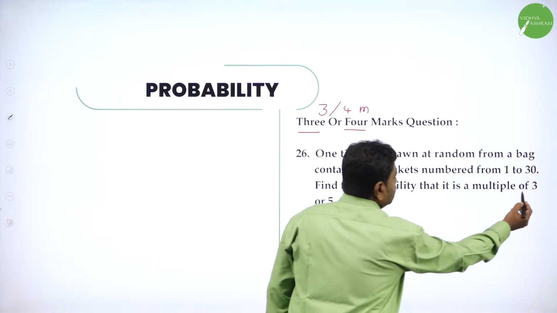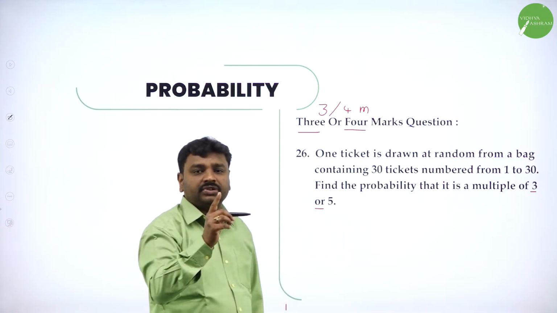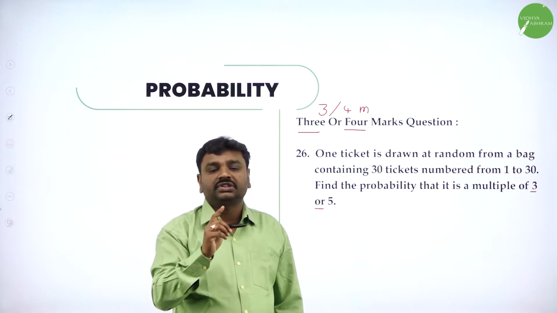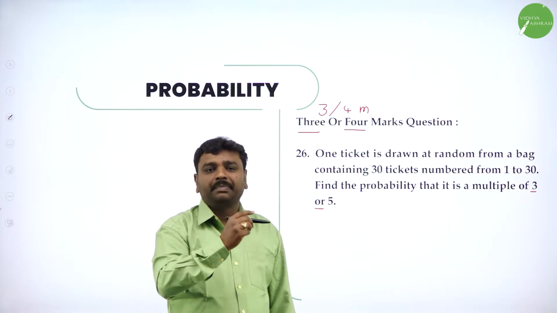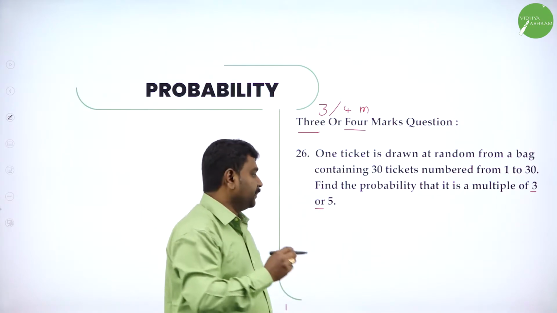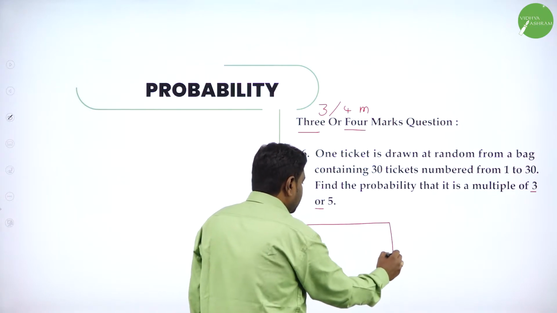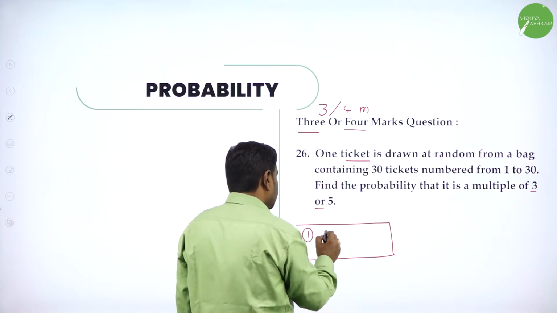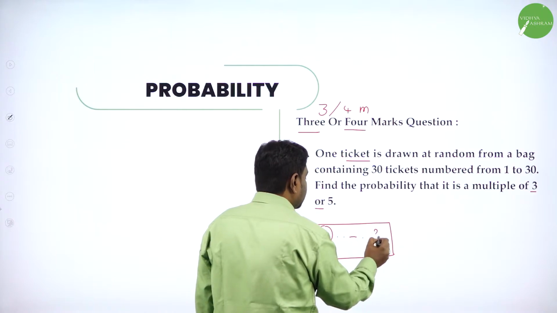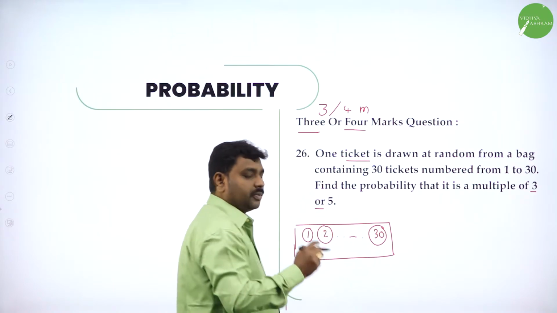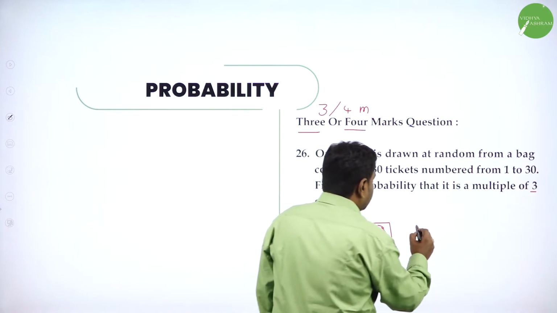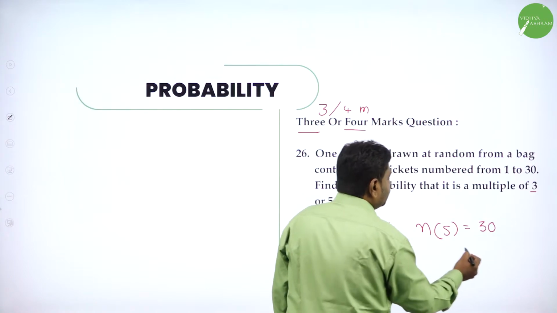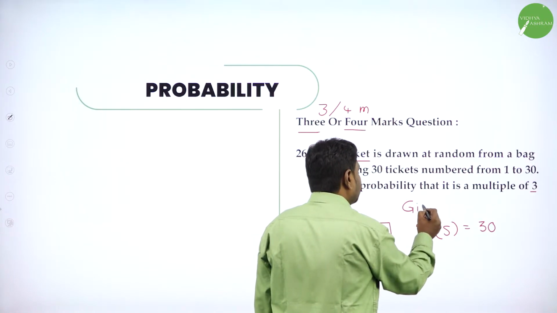See, first, probability questions, if you want to solve, understanding the question is 80%. If you cannot understand the question, solving becomes difficult. So we say these are aptitude problems. So in a bag there are 30 tickets, numbered 1, 2, 3 like that. So I can say N of S, total number of elements in the sample space, is 30. This is given. First, you should be able to understand what is given.